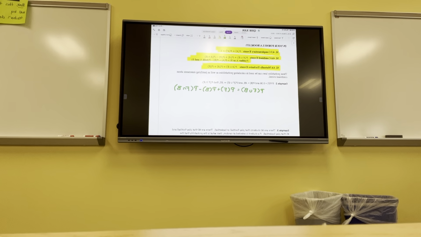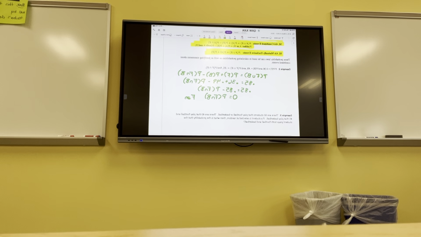And then it just becomes an algebra problem. So their union is 0.85, probability of F is 0.36, this is 0.49, minus the probability of the intersection. We algebra that up, we get 0.85 equals, ooh, interesting, 0.85 minus the probability of their intersection, and we end up with 0. So this means F and B are mutually exclusive.